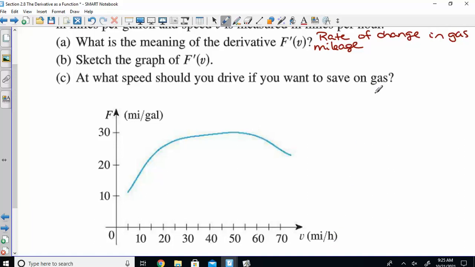And then it's in terms of your x, which was your speed. Okay, a derivative is just like a slope of a tangent line. Slope is y over x, so it's always going to be the rate of change in y with respect to x, or in terms of x. So it's telling us how the gas mileage changes with respect to your speed.